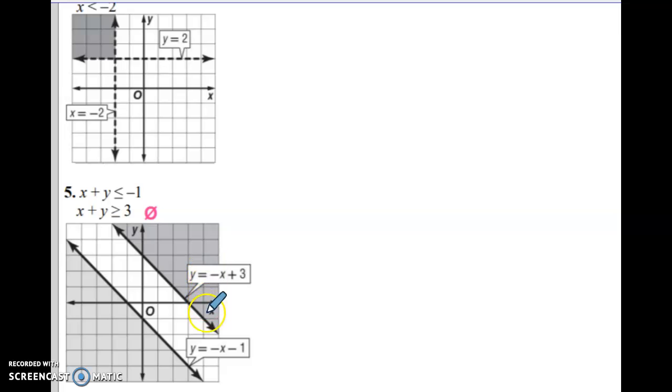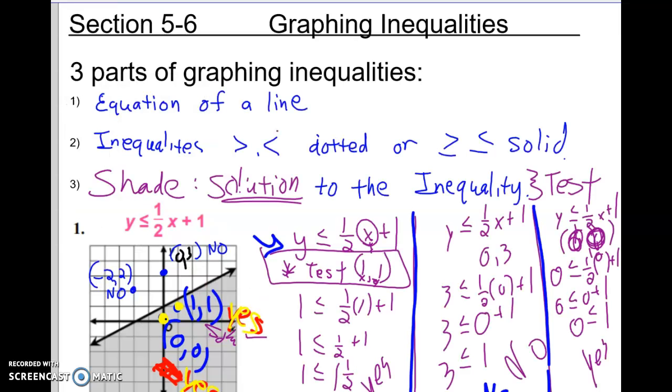So everything we've learned up to this point was getting you ready for inequalities. Here's what you need to do for inequalities. You need to graph the line, either do a dotted or solid line, and then test one side or the other. If it works, yes, and you shade it. If it's a no, you shade the other side.